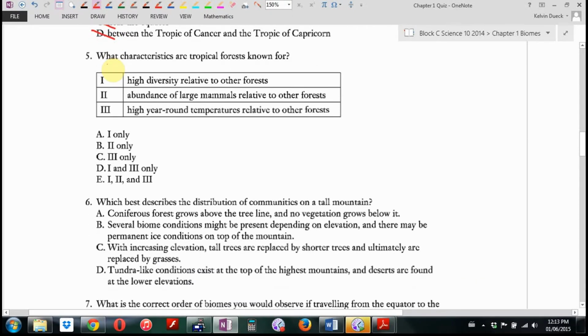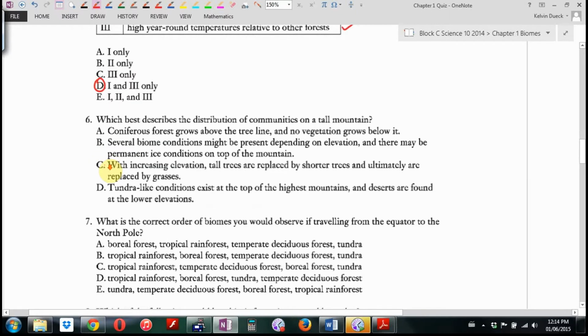What are characteristics of tropical forests known for? Yes. Is the second one? Don't think so. So I think it's D, 1 and 3 only.